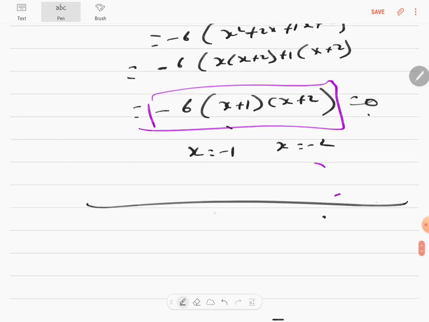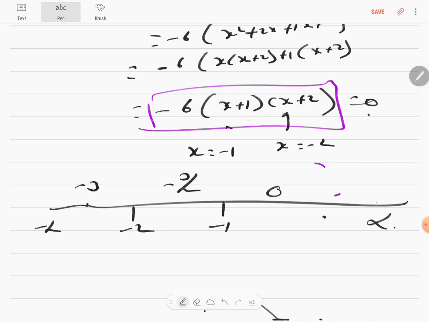Put it on the number line where minus 1 is here, minus 2 is here, minus infinity is here, infinity is here. Minus 3 is an example. Minus 1.5, which is 3 by 2, is an example. And 0 is an example. You're going to substitute these values in the dy by dx. Minus 3 put here, the x part is negative, minus 3 put here is negative. Negative times negative will become negative, so it will be decreasing.